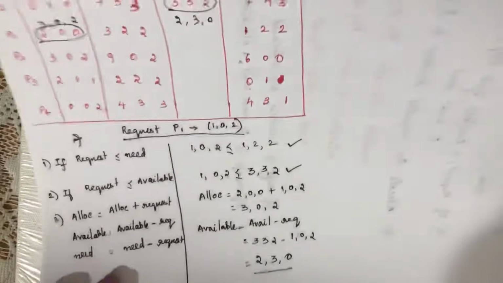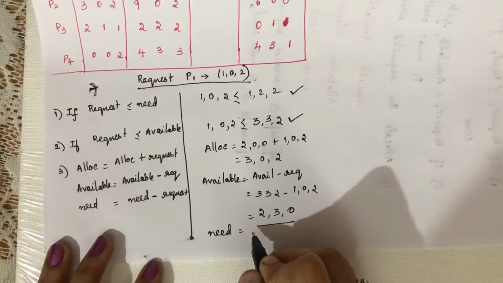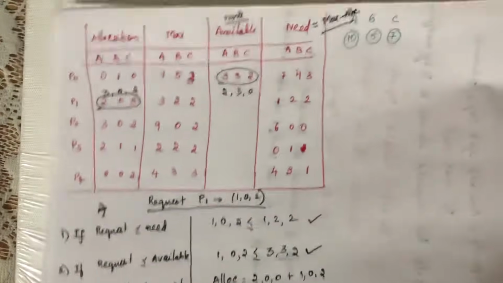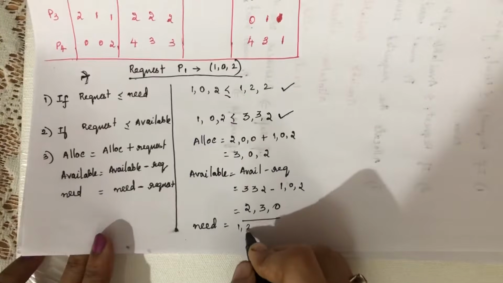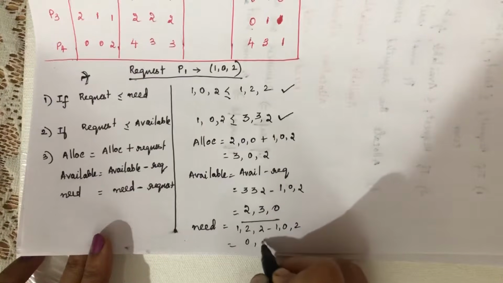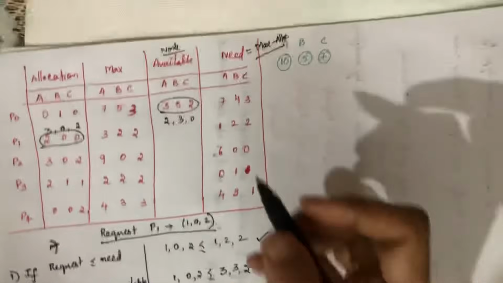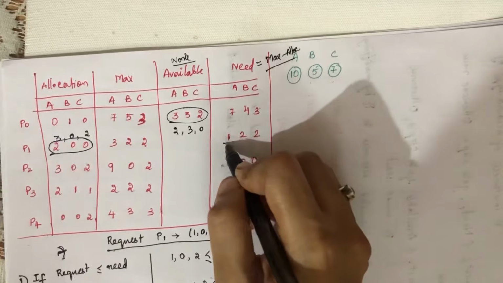Next is need. Need value will be need minus request. What is the need value for process P1? It is 1, 2, 2. So it will be 1, 2, 2 minus request value, which is 0, 2, 0. So 0, 2, 0 is the new need value. Here also we will change it.